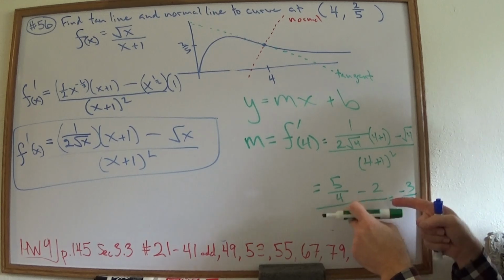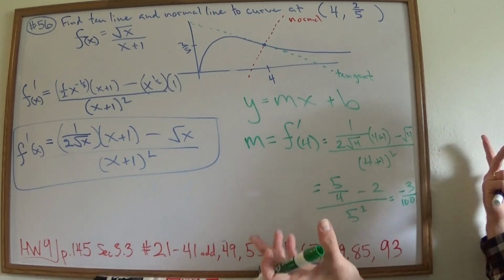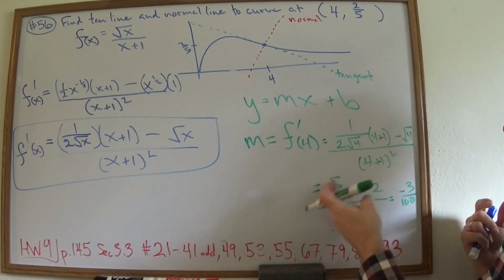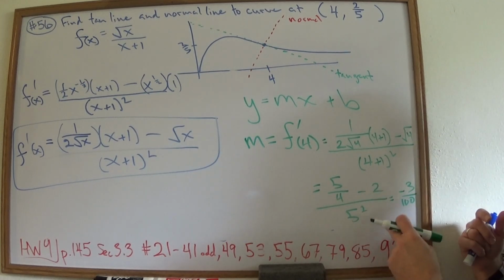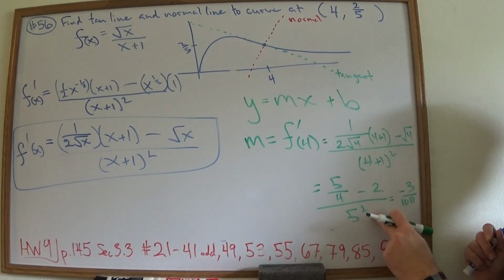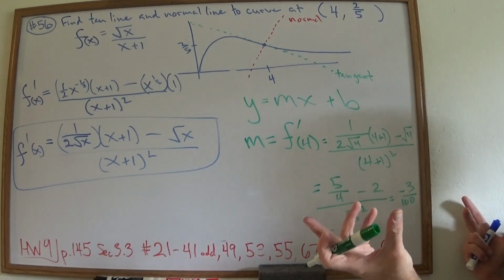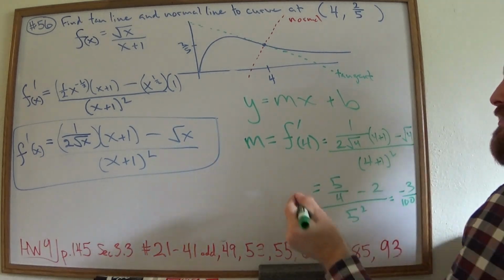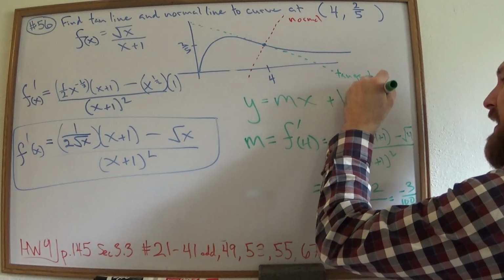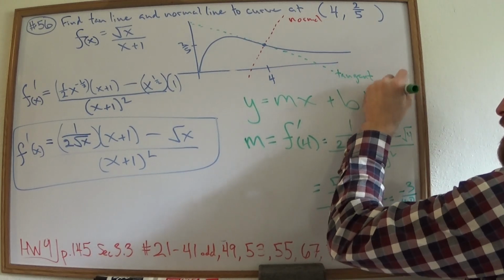So there's another way you could do it: multiply the top and the bottom by 4. Then you have 5 minus 8, which is minus 3, over 25 times 4, which is 100. So that's in its most reduced form. So we know that m in this case is -3/100.